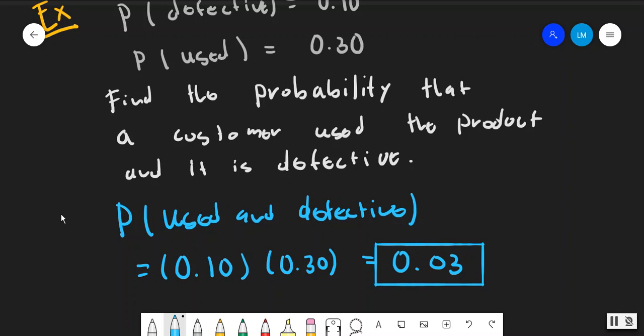So that would mean that if somebody used it and it was not defective, there's a very high chance that it's going to work. So this gives you the probability that it's been used and that it is in fact defective.